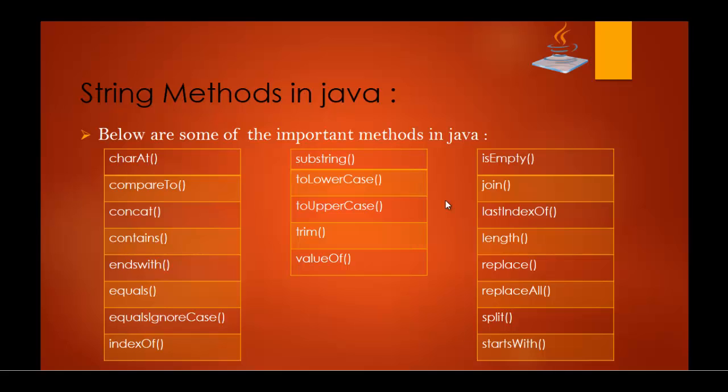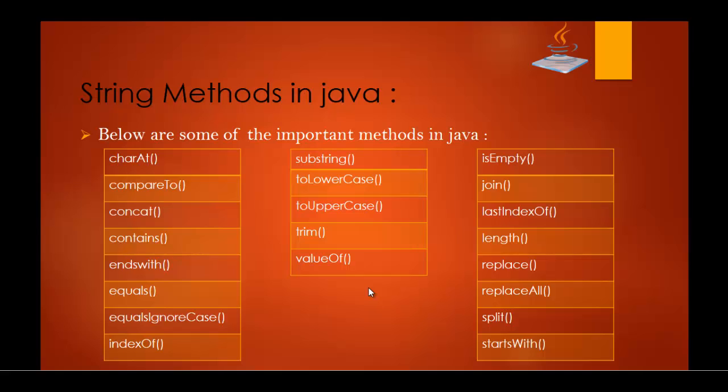So in the last session, we covered the first set of string methods, which includes charAt, compareTo, concat, contains, endsWith, equalsIgnoreCase, and indexOf. These are the things we learned in the last session, and in this session, we will be covering the rest of the methods present here. The first method we are going to learn right now is substring.